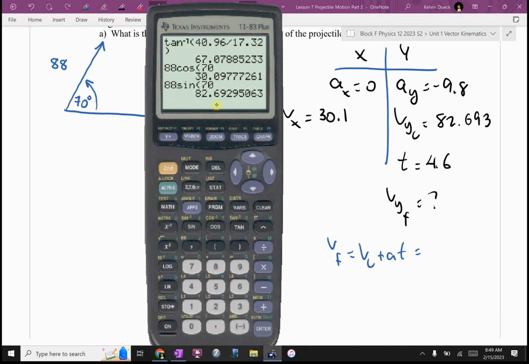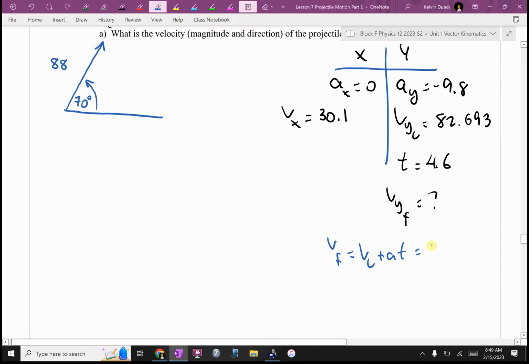You know what? I'm going to use my answer button since it's sitting on my calculator right now. So, plus negative 9.8 times 4.6. Positive, yes? I'll go with 37.613.